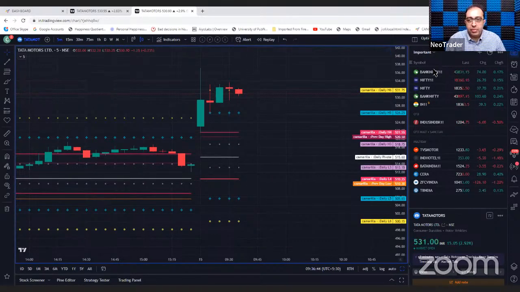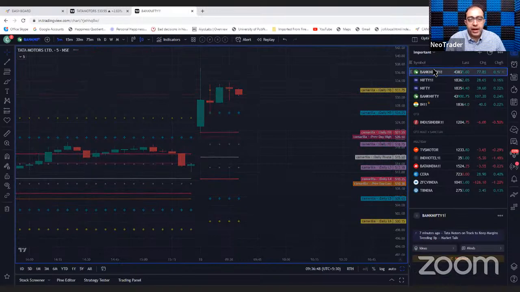Now, for example, let's take a look at Bank Nifty. And what do we see in Bank Nifty? Let's go and check that out. So I've opened the Bank Nifty chart, and the Bank Nifty chart is loading.